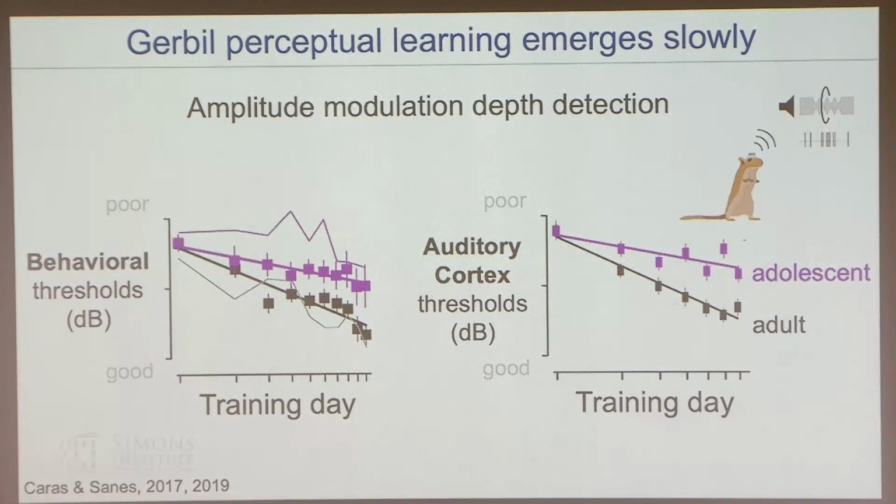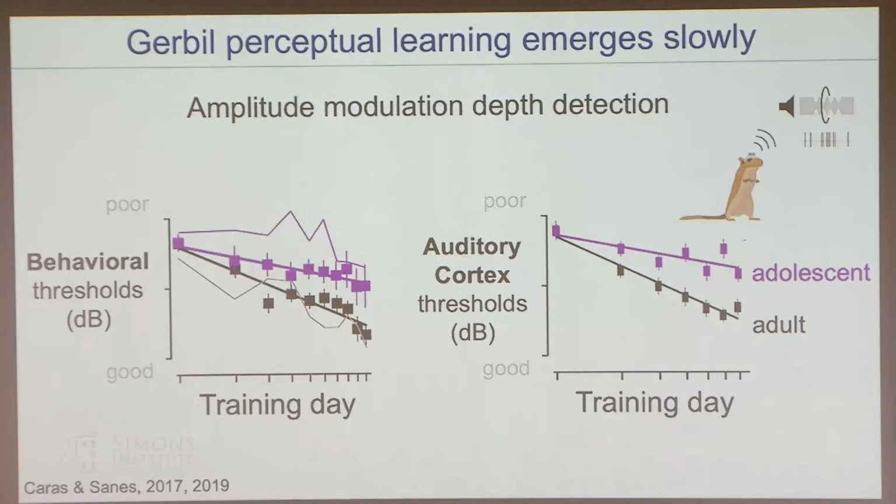In absolute terms, yes. The actual starting value might be different for the auditory cortex than the behavior. So what I'm getting at is, are the individual neurons on par with behavior? The delta value is perfectly on par with behavior. However, any individual neuron might have a poorer amplitude modulation depth threshold either at the beginning or at the end.